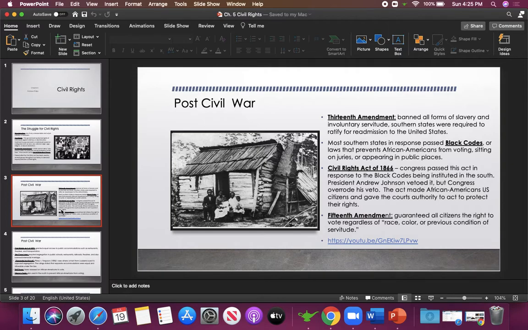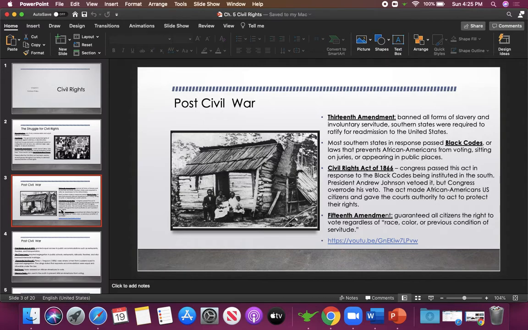Now, after the 13th Amendment is passed, the southern states respond with what are called the Black Codes. And there's a link here on this page to a video from the History Channel about what the Black Codes are. But essentially, they are the first attempt by the southern states to maintain the way of life they had become accustomed to. So the Black Codes prevented newly freed African Americans from voting, sitting on juries, being in public spaces where they were not wanted.